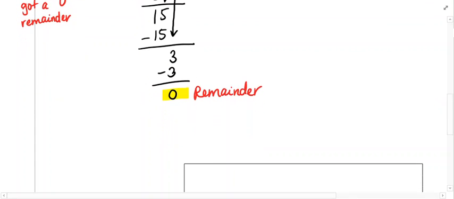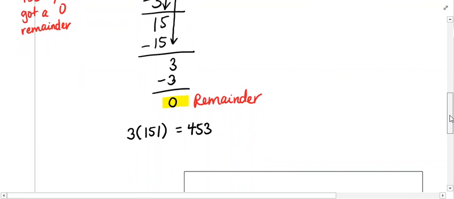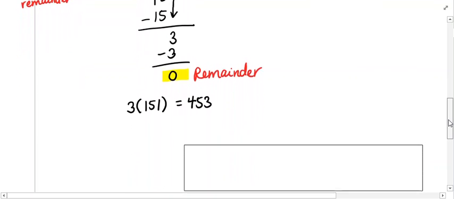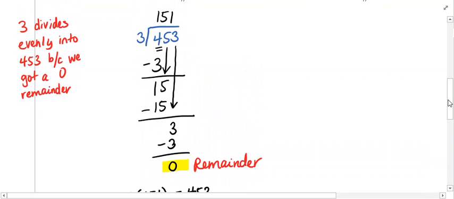We can translate this whole division process. If we take 3 and multiply it by the answer we got, 151, that's going to give us 453. We're just rewriting this division process as a multiplication process. It's key here that you understand that when you're doing division, if you get a 0 remainder, then the number you're dividing by divides evenly into the number that you're dividing into.